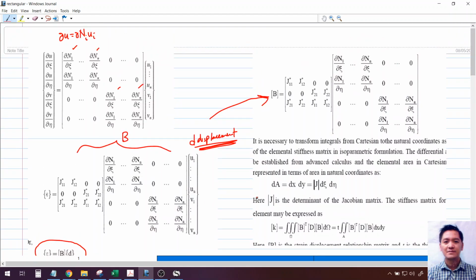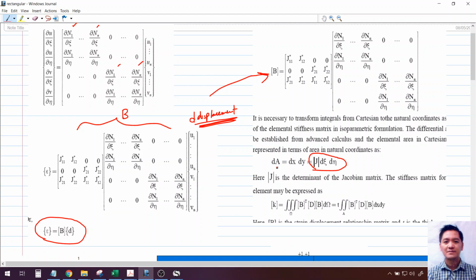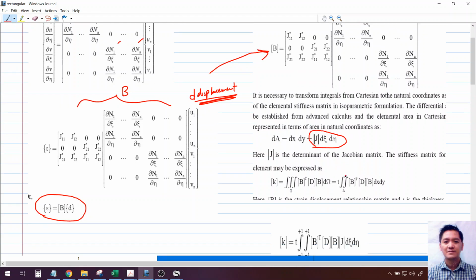Okay, so pansinin nyo din, no? Even the area, no? In real world, dA is dx dy, no? In a natural coordinate system, this now becomes j dc d eta. Okay? Kaya nga even the area, pag transform mo into natural coordinate system, the dA becomes j dc d eta. Okay? Now, ito yung sinasabi natin kanina, no? Stiffness is B transpose dB, volume integral. Okay.